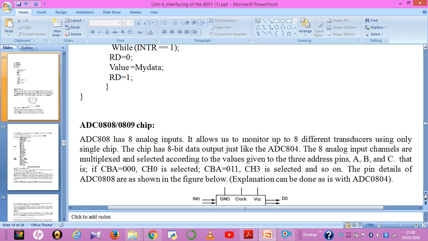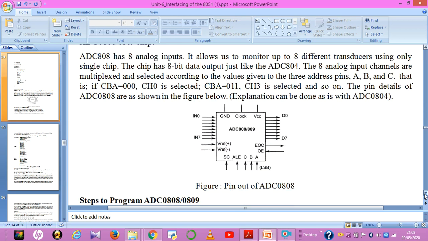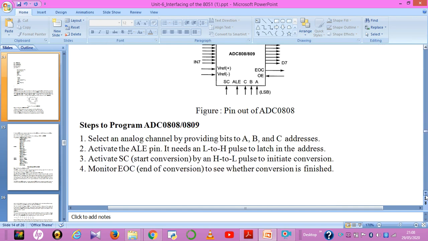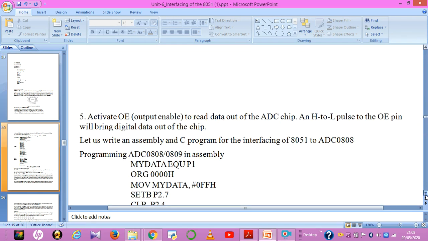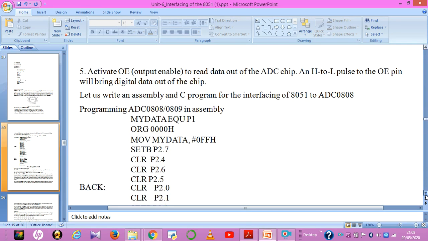Next, this is the chip, how it is manufactured, what the pins are and what the names of the pins are in the ADC 0808. For your syllabus you have 0804. Both are almost the same, not much changes.